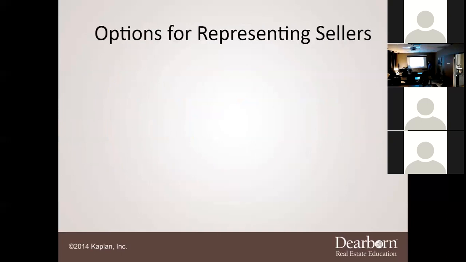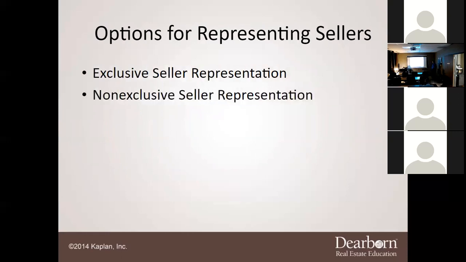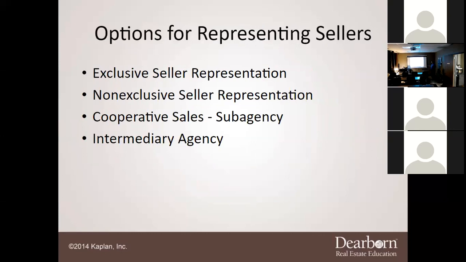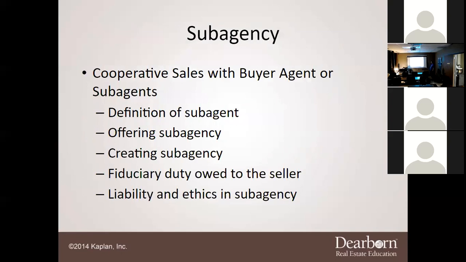So in this situation, the options for representing sellers, you have the exclusive seller representation, you have the non-exclusive seller representation, you also have what's called the cooperative sale, you have intermediary agency. Now we've talked about the exclusive seller representation, which is where we're 100% exclusive. The non-exclusive is like your net and open listings. Your cooperative sales is where we're selling on the MLS. And the intermediary is where your broker is representing. They're the middle and they're basically helping their agents represent.